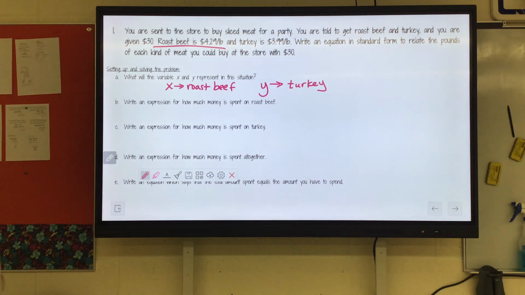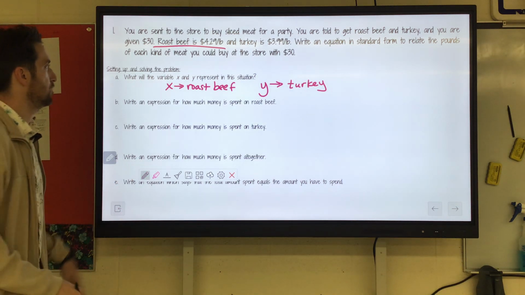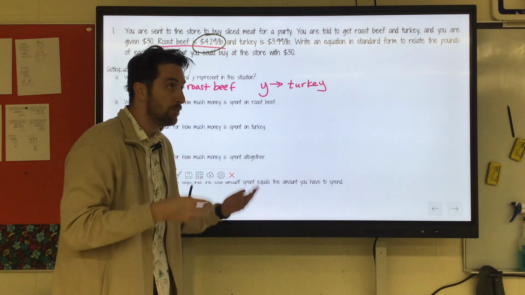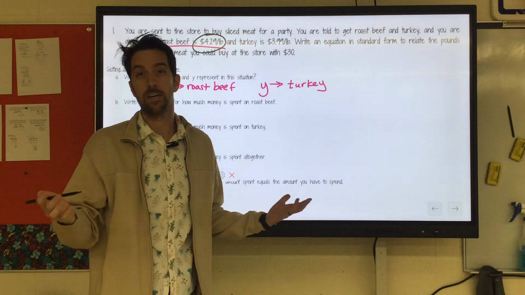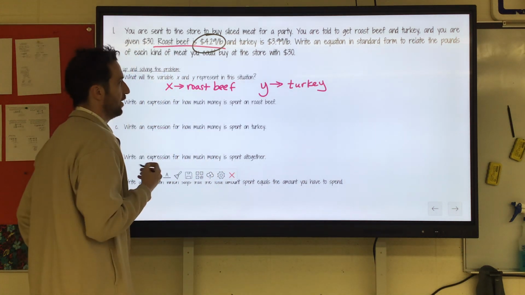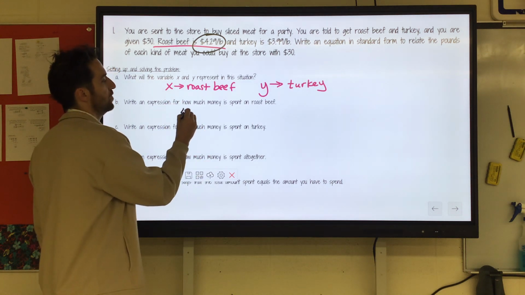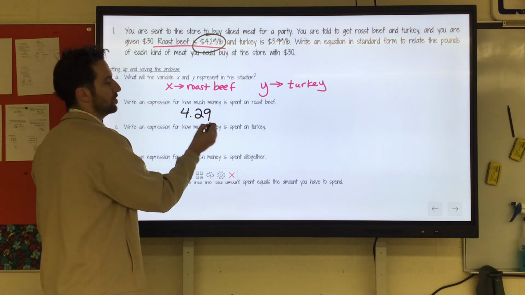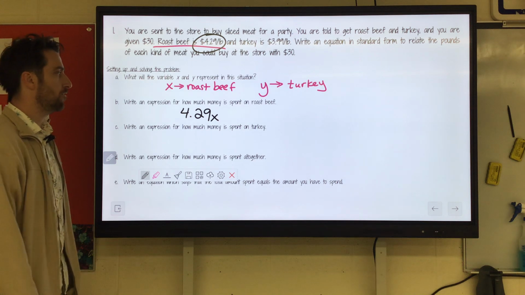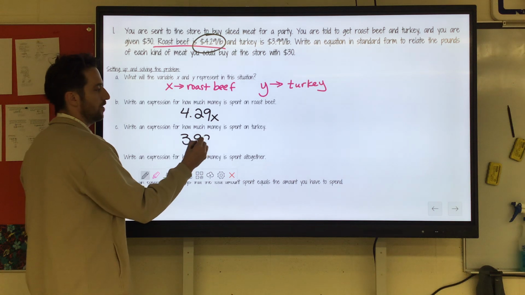Write an expression for how much money is spent on roast beef. Well, roast beef, it says, is $4.29 per pound. If I was to buy 2 pounds of it, you would do $4.29 times 2. Now, we made up the 2, but that's the number of pounds we want. Now, we're calling roast beef x. So we're just going to multiply x by however much it costs, $4.29. So we're going to say 4.29x. Keeping that pattern going for the turkey, which is y, we're going to say 3.99y.